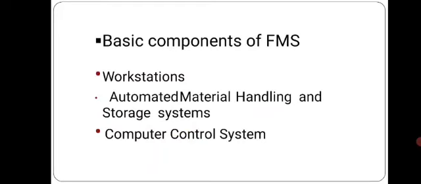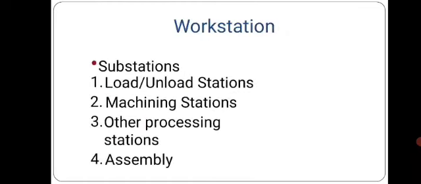Then basic components of FMS. There are four components. First one, workstation; second one, automatic material handling and storage; third one, computer control. In workstation, we have the loading and unloading stations, machining centers, other processing centers, and assembly. The workstations or processing stations used in FMS depend upon the type of product manufactured by the system.